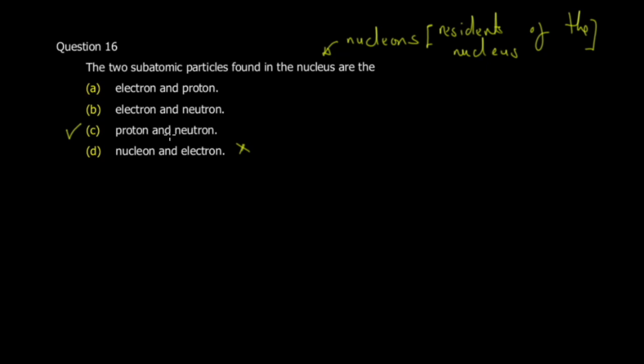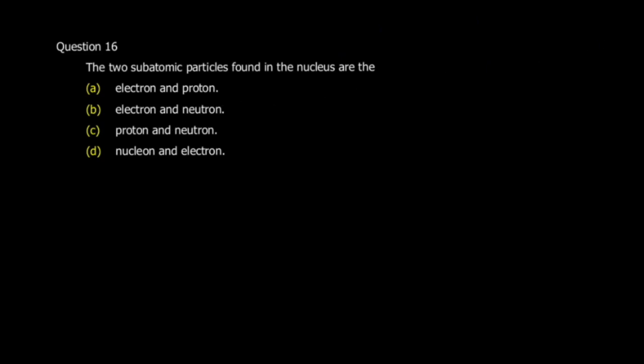These contribute to the mass. These others don't, and a big part of the reason is that electrons don't reside in the nucleus. They are found in the orbitals. So you can start by eliminating electron. Then you're left with protons and neutrons. So that was another way to go about it. Let's quickly move to question 17.